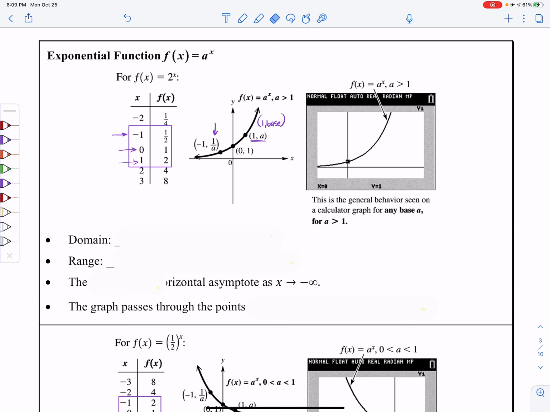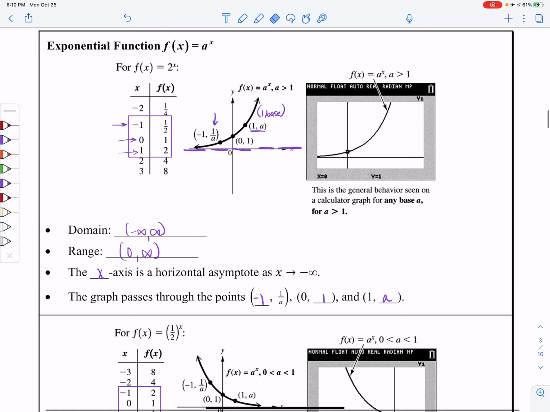So my domain is going to be all real numbers. Let's look at the third bullet point before we look at the second bullet point. The x-axis is going to be a horizontal asymptote. So let's go ahead. On paper, I would expect you to draw the horizontal asymptote there. And this will help me to find my range. My range is going to be from 0 to infinity. The graph is going to pass through, I already mentioned this, the points (-1, reciprocal of the base), (0, 1), and then the last coordinate is (1, base).